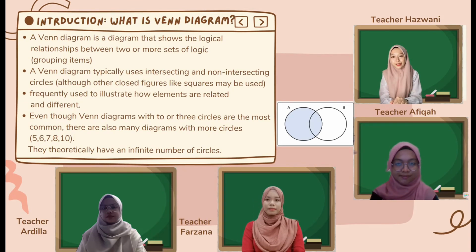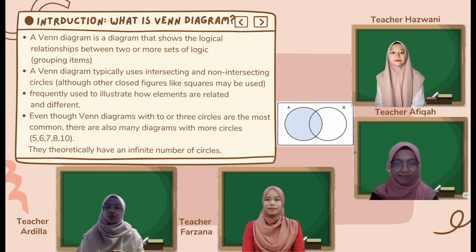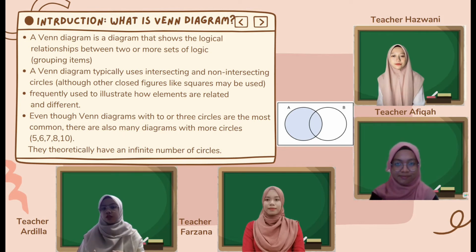I think the best way to identify the number of students who like each subject is using a Venn diagram. What is a Venn diagram, teacher Ardilla? A Venn diagram is a diagram that shows the logical relationship between two or more sets, which is grouping items, and helps us solve examples based on these sets.